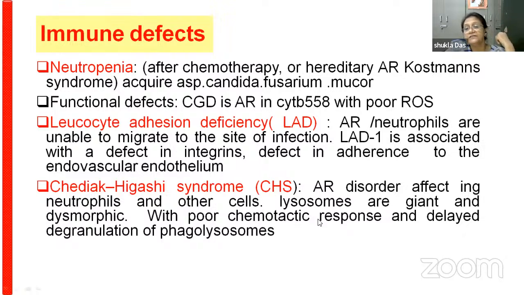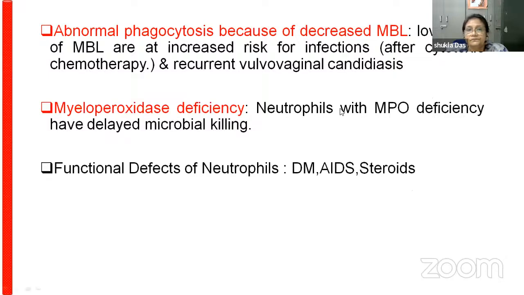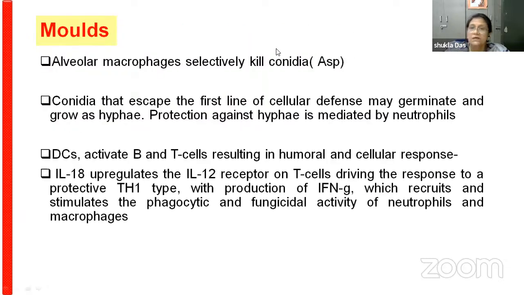CHS is another case where they form bizarre phagolysosomes. They cannot phagocytize and the fungi can remain. Abnormal phagocytosis, myeloperoxidase deficiency, and functional defects, even in diabetes, HIV, steroids, these also can cause neutrophil defects. Molds: mostly neutrophils are the first line, but macrophages are the biggest, the bold killer line of defense.